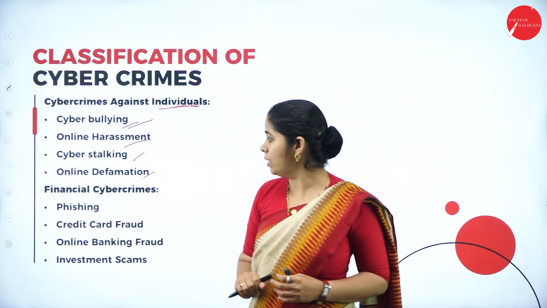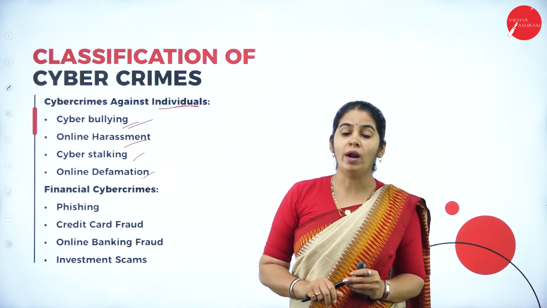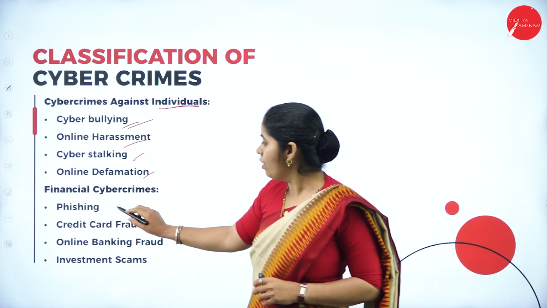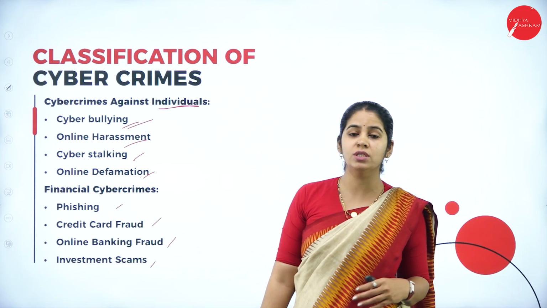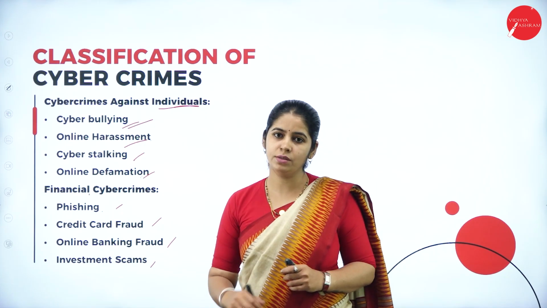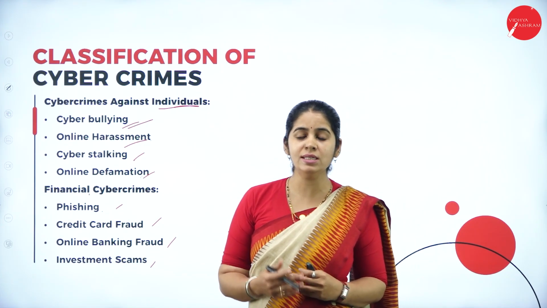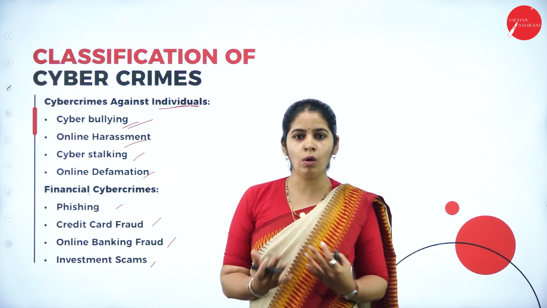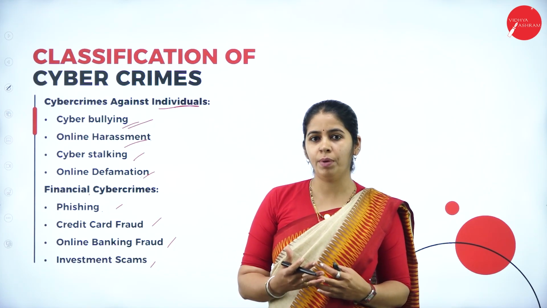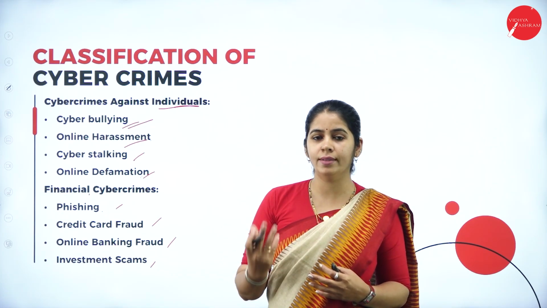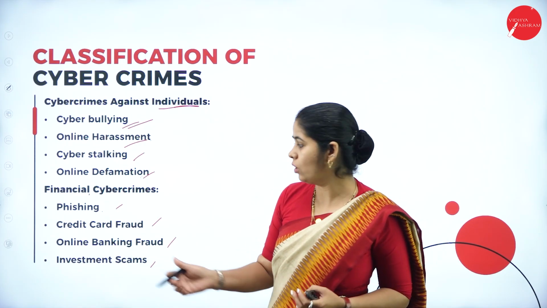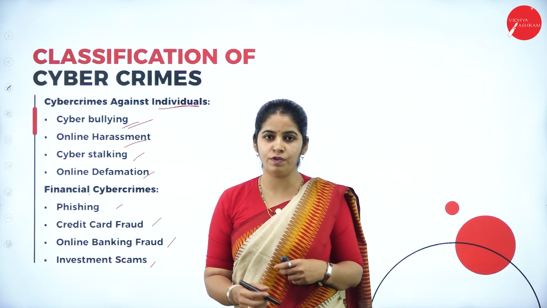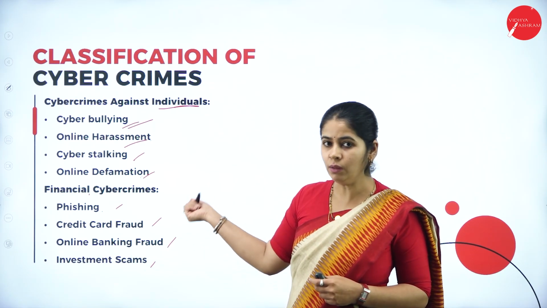Then financial cybercrime. What comes in the financial cybercrime? Phishing, credit card fraud, online banking fraud, investment scams. These all fall under financial cybercrime. First point is phishing. Phishing means tricking someone to disclose their personal data or their credentials, financial credentials, something like that. That is called phishing. There are different types of phishing. We'll see them as we move through the syllabus.